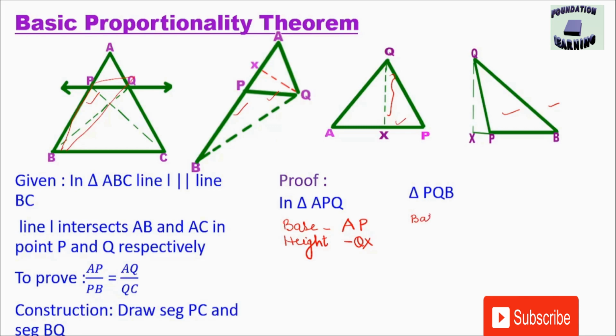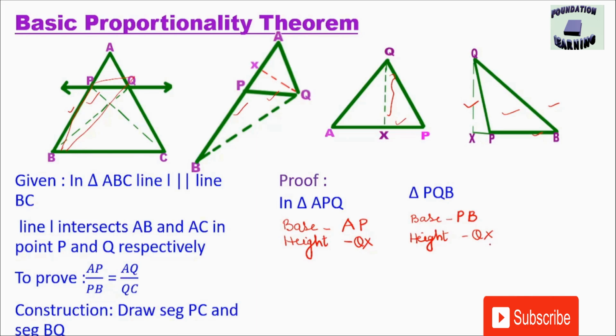Okay, this is the second triangle PQB. So what is the base? Base is PB. If you look at this figure, the first figure, you will get a little confused. That is why I have made the smaller figure, so that you know that the base is down. Base is PB. Okay, and height is QX. The height is here.